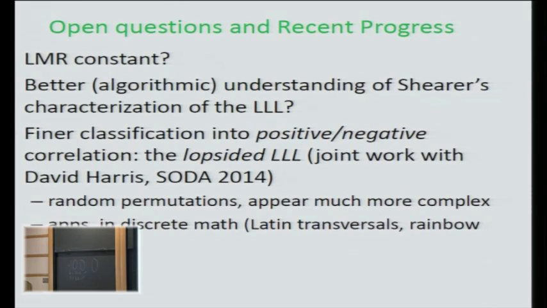Some interesting open questions are, what is the LMR constant? Something like 2 perhaps. More interestingly, Shearer's work is based on an exponential characterization. Basically, he looks at all possible independent sets and so on, and shows that a certain multilinear function has to be positive. Is there a better algorithmic understanding? I think that's a really interesting open question. We make some steps here, but I think that is really quite open.